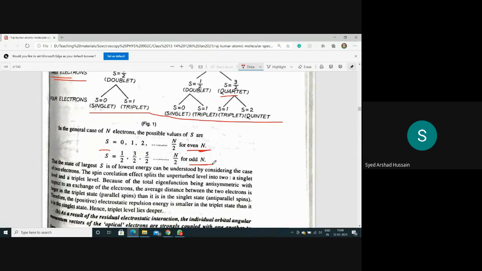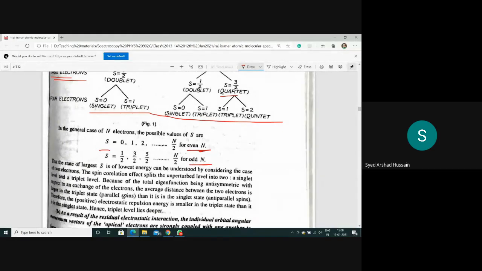Okay. So, we said earlier that the highest, largest value of S will have minimum energy. This can be explained physically, because we know parallel spins will repel each other and anti-parallel spins will attract each other. So potential energy is distance dependent, Z square by r. So if r is greater, then energy will be lower.